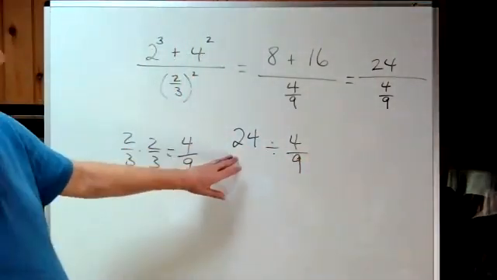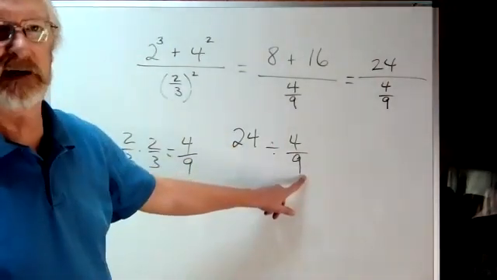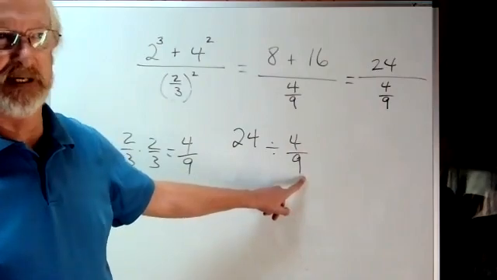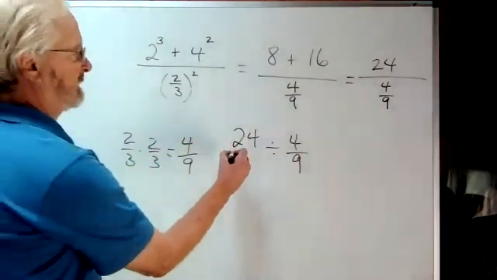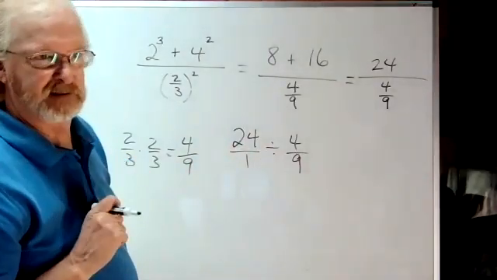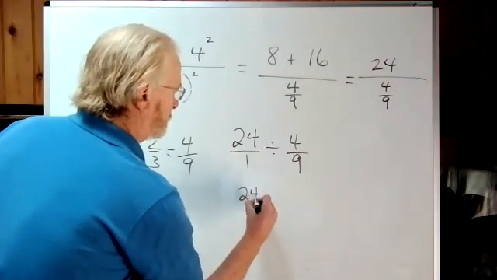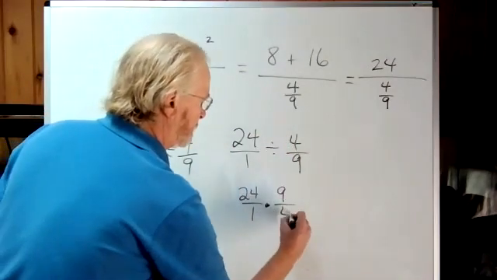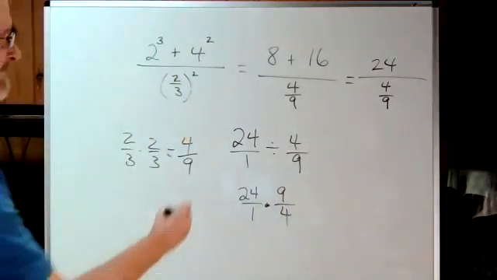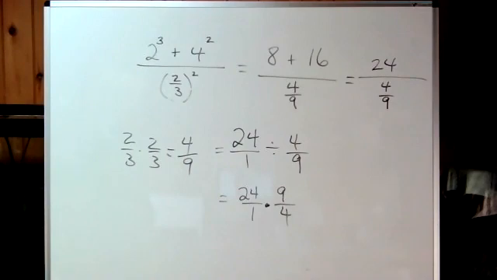So I have a whole number divided by a fraction. If I'm dividing by that fraction, I have to turn it into multiplication by using the reciprocal of that fraction. I'm going to make it look like fraction times fraction by putting a 1 there. Flip this over. Now I've turned it into the equivalent multiplication problem.